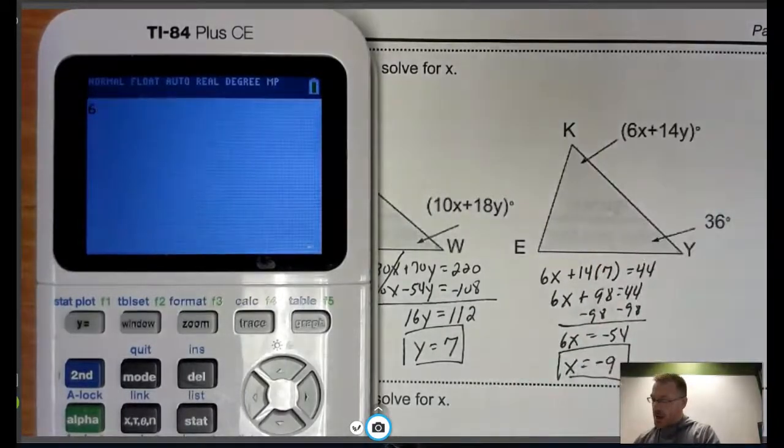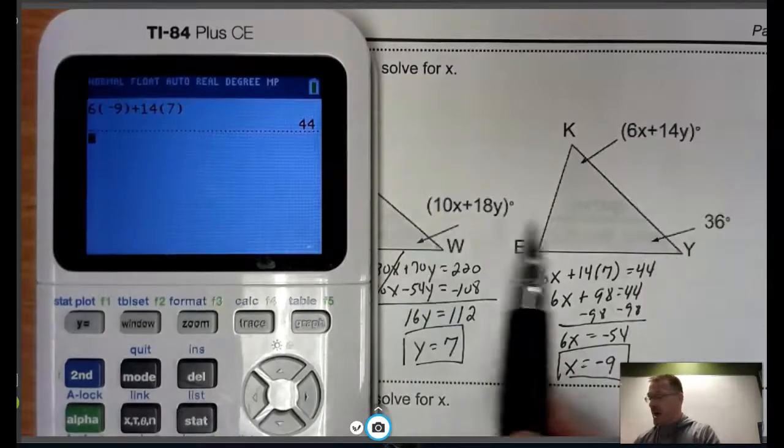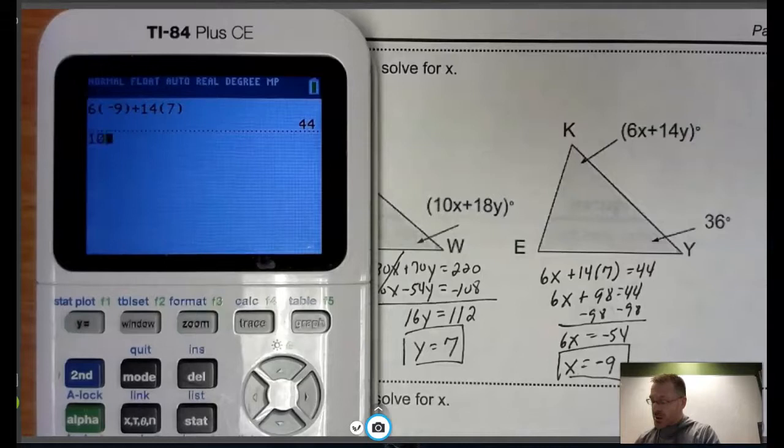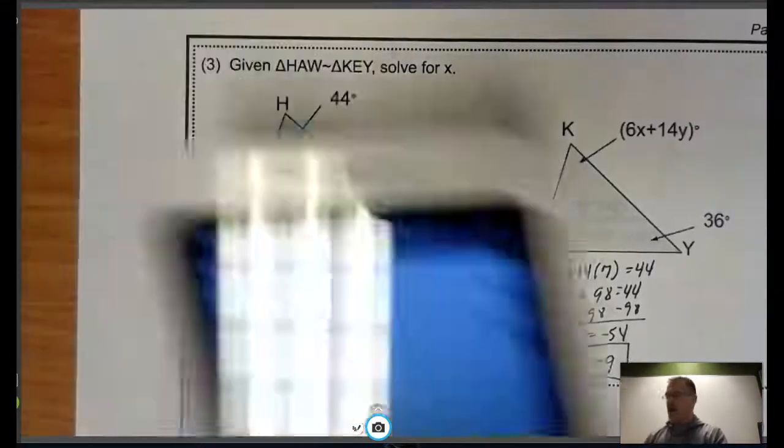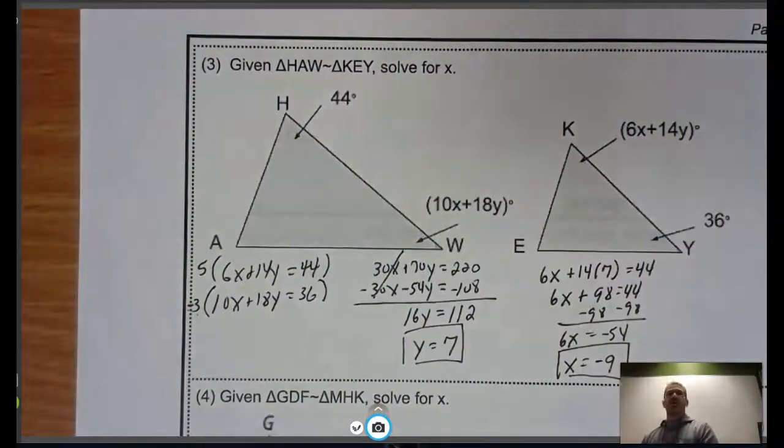So 6 times x, which is negative 9, plus 14 times y, which is 7, that gives me 44. So I can see that that worked there. Now, same thing here. This should match and be 36. So 10 times x, which is negative 9, plus 18 times y, which is 7, gives me 36. So I can see that the values that I solved for work, and that is the example problems that I wanted to get through with you for this particular lesson.